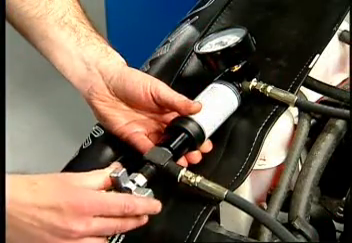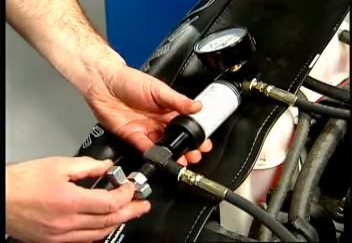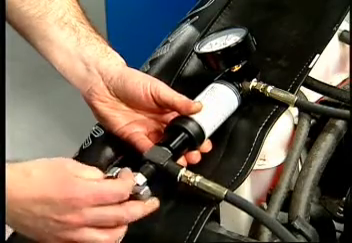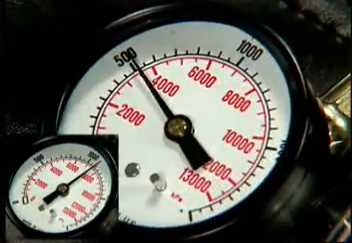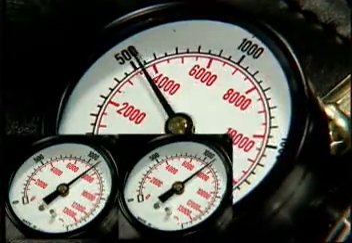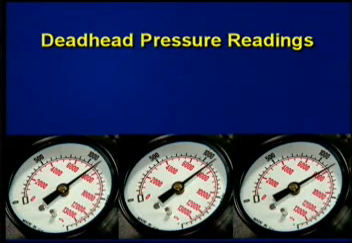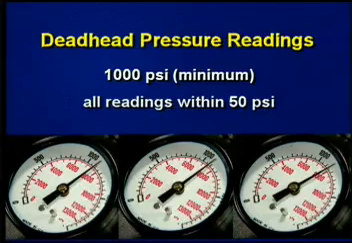If pump flow is good under high pressure conditions, then check pump deadhead pressure by closing the gate valve for no more than 5 seconds and then opening it. Repeat this process 3 times, recording the pressure each time. If the pump is operating properly, each of the deadhead pressures will be at least 1,000 psi and within 50 pounds of one another.